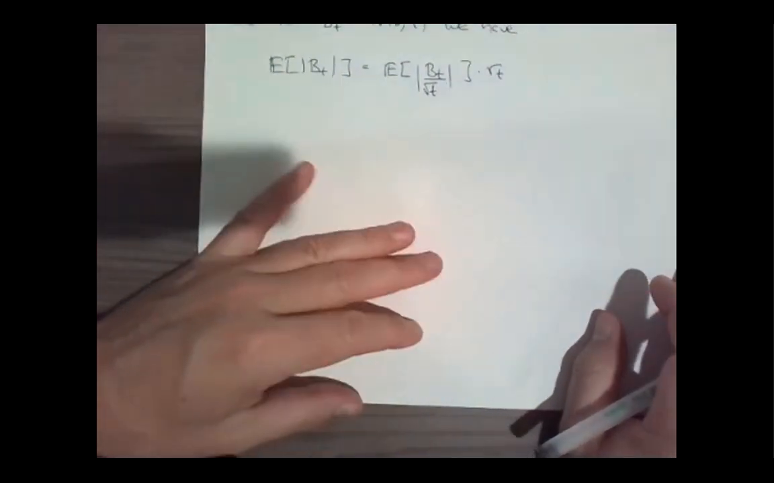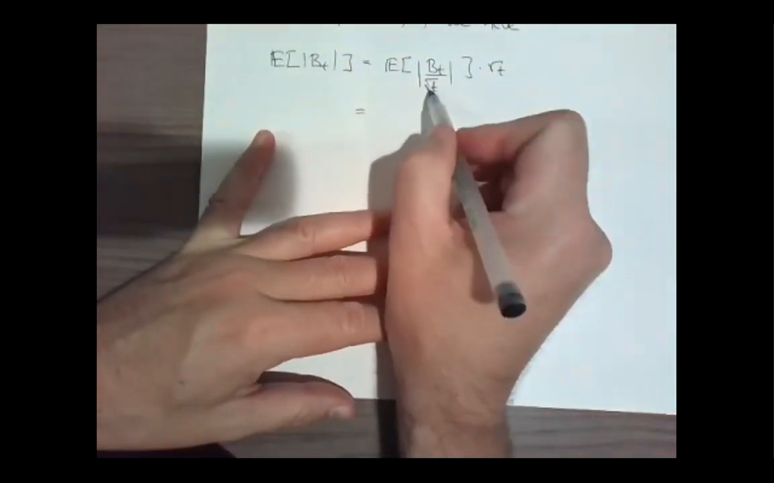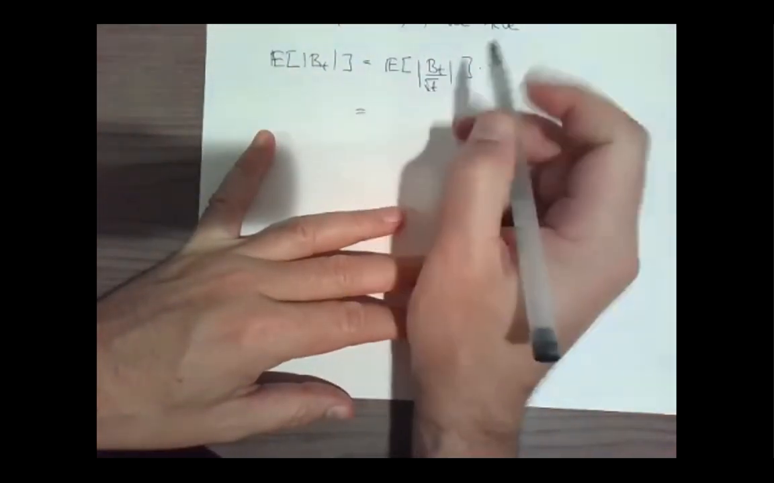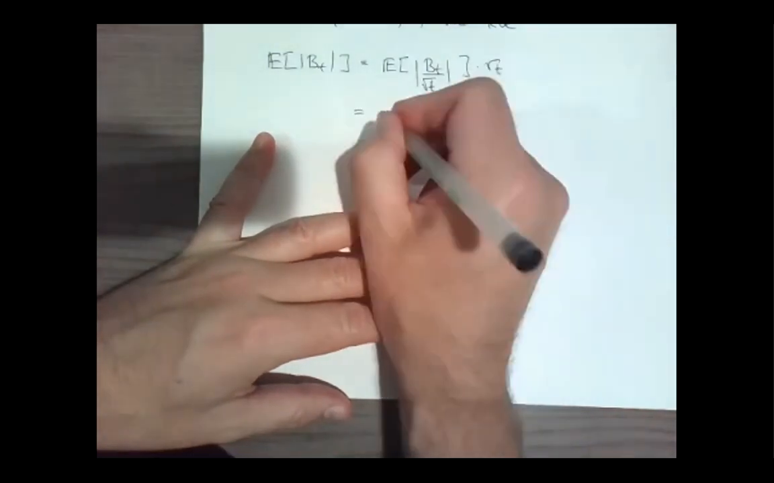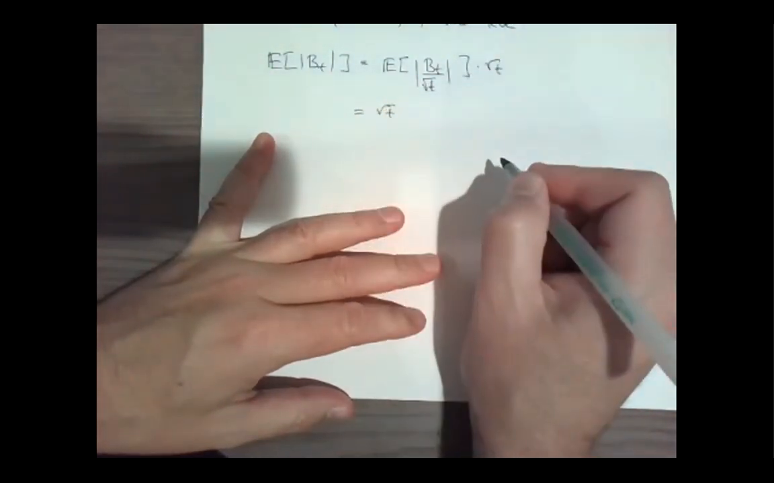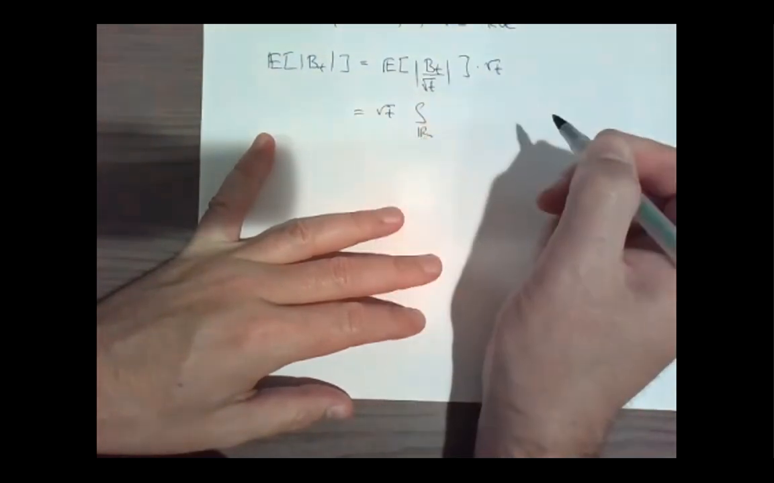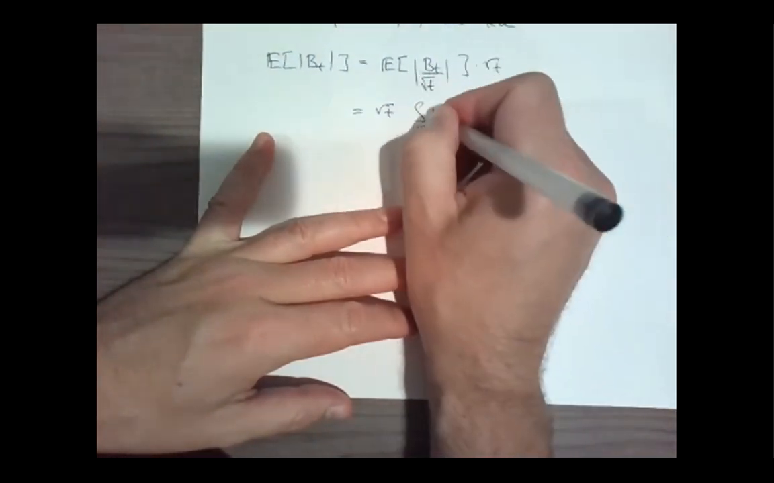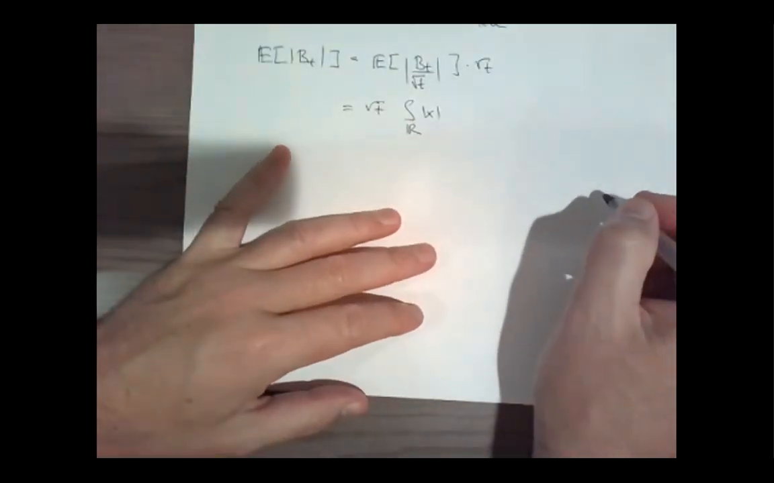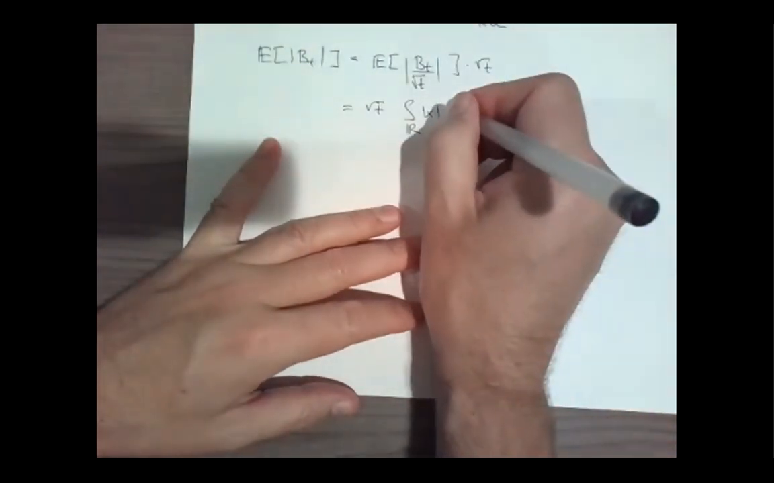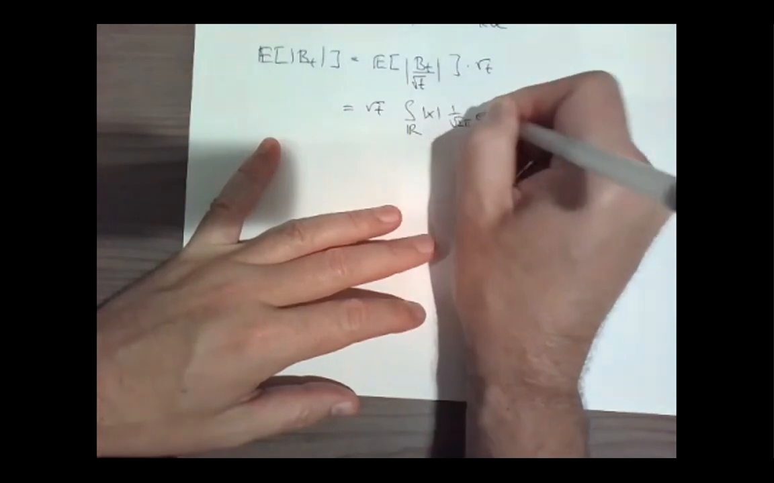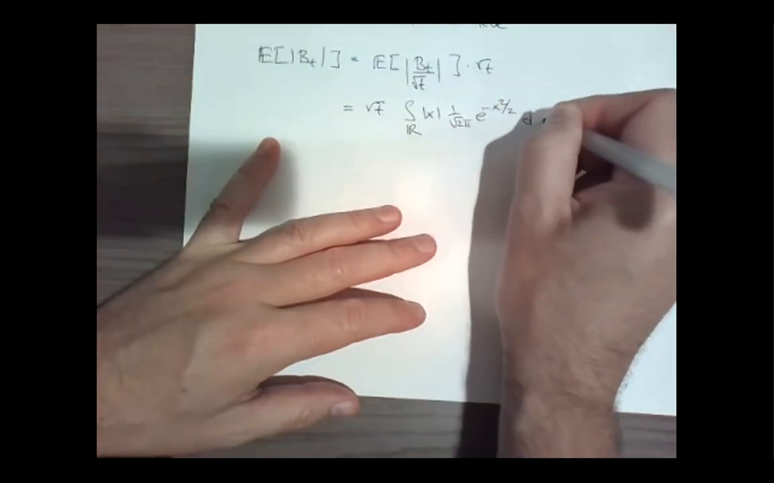Now I have a standard normal in here, so I can keep my square root of t outside. And then I'll plug in an integral over R. Now I'm computing the absolute value of a standard normal, so I need an absolute value here. I need 1 over root 2 pi e to the minus x squared over 2 dx.